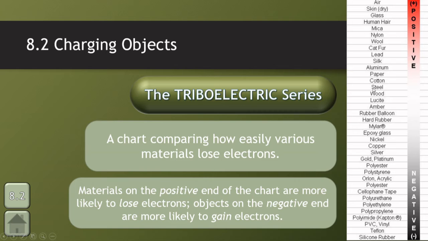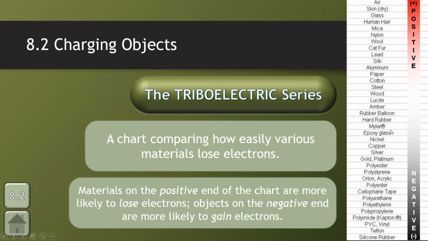There's a useful chart called the triboelectric series, which compares how easily certain materials will lose or gain electrons. Here's how it works. The higher an object is on the series, the more likely it is to lose electrons and become positively charged. The lower an object is on the series, the more likely it is to gain electrons and become negatively charged. So if you pick two materials on the series and rub them together, then the one that is lower on the series will most likely be the one that gains electrons, and the one that is higher on the series will be the one that loses electrons.